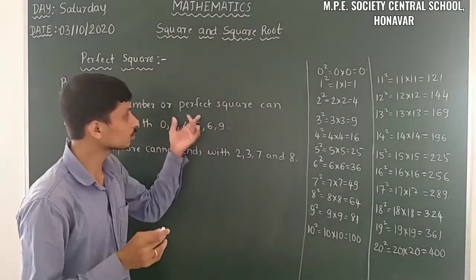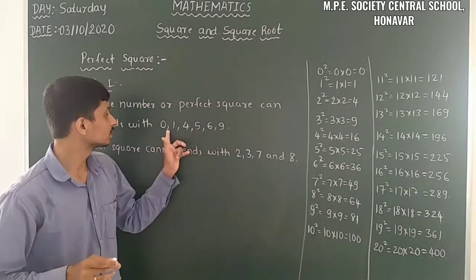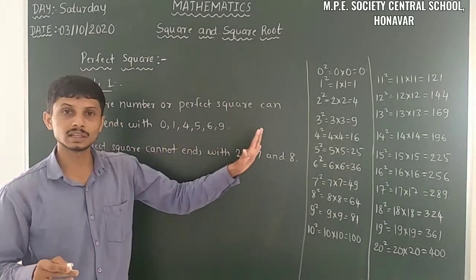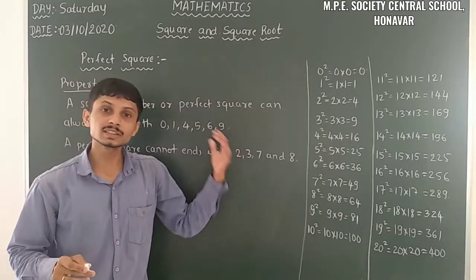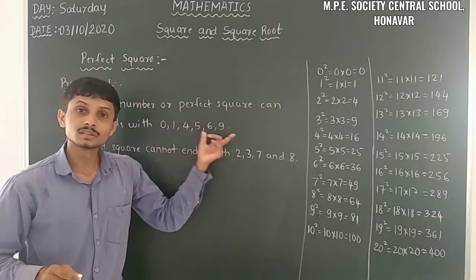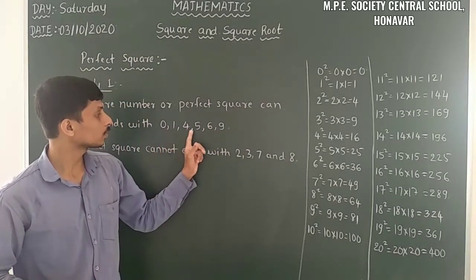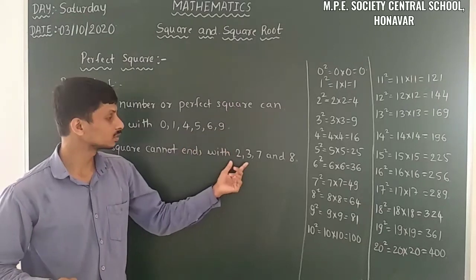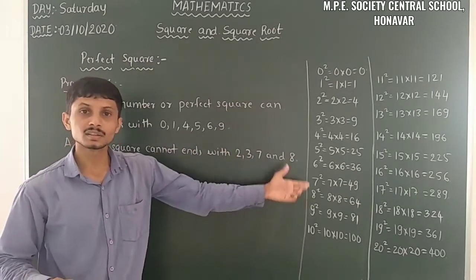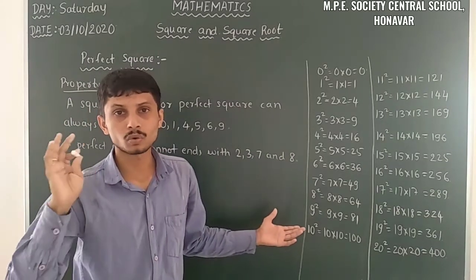So firstly we have to know that a square number can end with 0, 1, 4, 5, 6, 9 only. Otherwise, if it is a perfect square, then that number must end with the digits 0, 1, 4, 5, 6, 9. If it ends with 2, 3, 7 and 8, those numbers won't be considered square numbers.